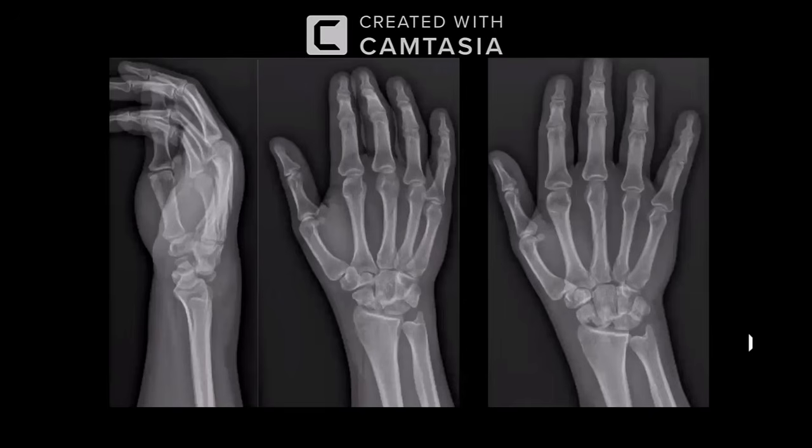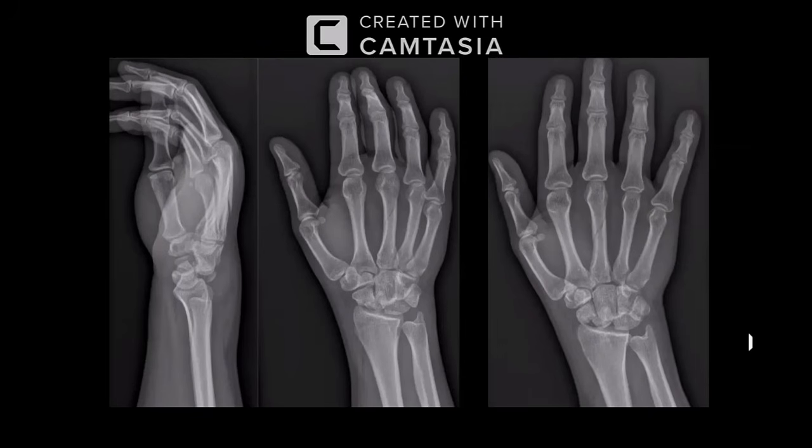So I've been presented with multiple projections of the hand, frontal, oblique, and lateral, where I can see an oblique partially displaced fracture through the shaft of the third metacarpal. On the lateral view, I can appreciate that it is dorsally displaced, associated with mild soft tissue swelling.